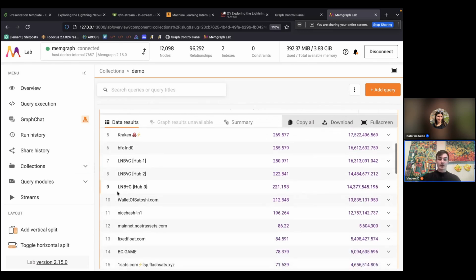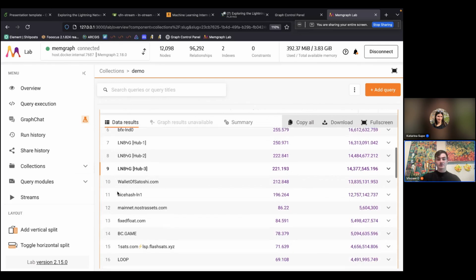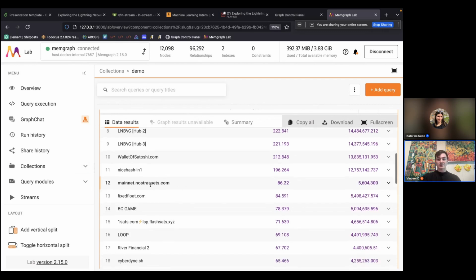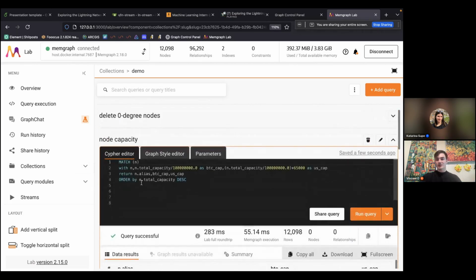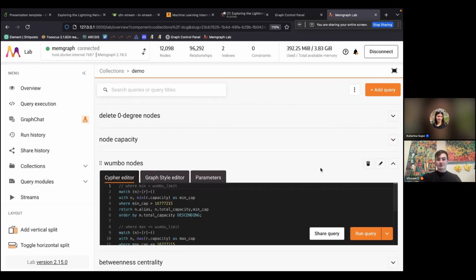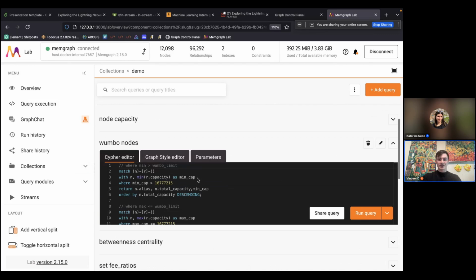And then the next three are all routing nodes, routing payments, another exchange, a mining company, another exchange, but for Nostr assets. So yeah, there are some large entities using this network, and it's good to know who they are.